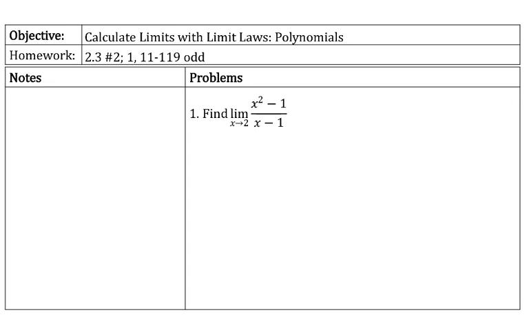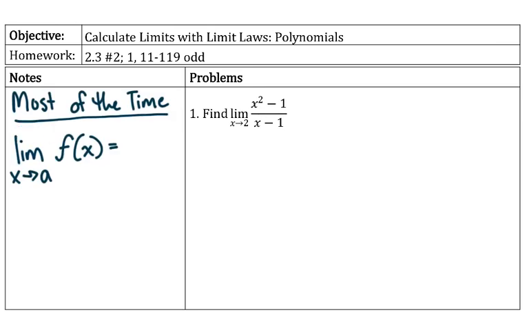So this first section from 2.3, we are going to talk about limit laws and calculating with a polynomial. Now, the nice thing about limits is that most of the time, the limit as x approaches a of a function is just whatever that function is at a. So most of the time you can just plug the number into the function and you're going to get the right answer. And if you get a weird answer, that's just a sign that we're going to use something else. So most of the time you can just plug in the number to the function, you're going to be fine.